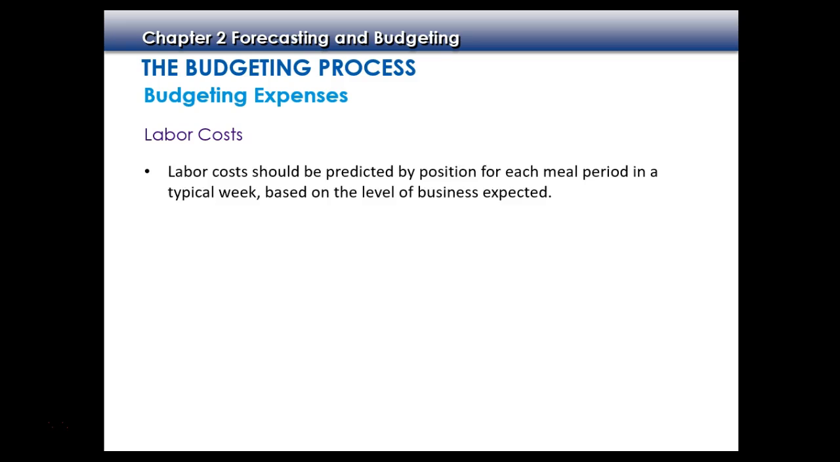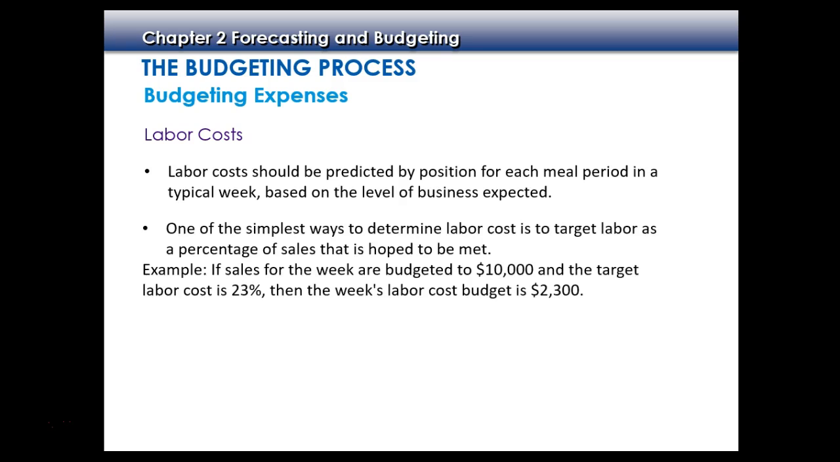Now, when you're budgeting labor, costs should be predicted by position for each meal in a typical week based on the level of business expected. So you want to break it down depending on how many meal periods you're doing. If you're doing all 3 meals, breakfast, lunch, dinner, or if you're just a breakfast, lunch, or lunch and dinner restaurant. You want to be able to predict for each one of those meals per position as well, not only management but employee staff as well.